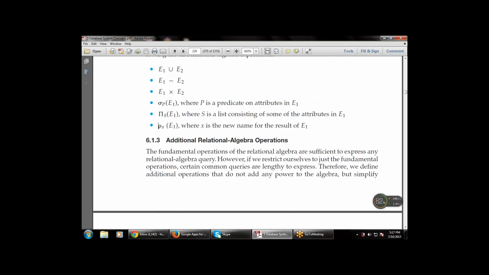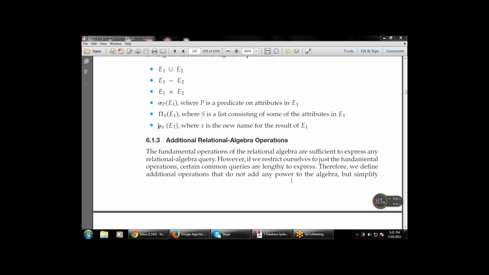Now, what are the additional relational algebra operations? Besides the basic operations, there are additional operations available in relational algebra. The fundamental operations are sufficient to express any relational algebra query. However, if we restrict ourselves to just the fundamental operations, certain common queries are lengthy to express.